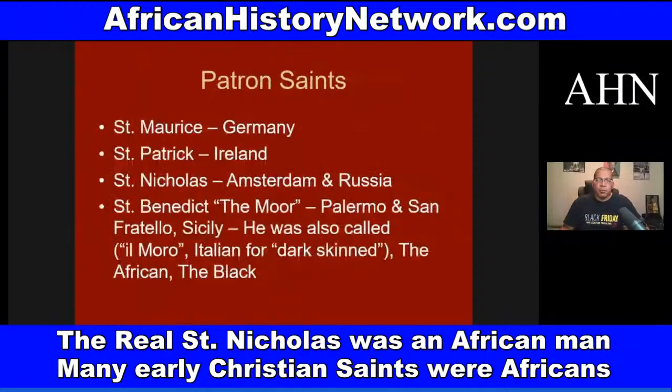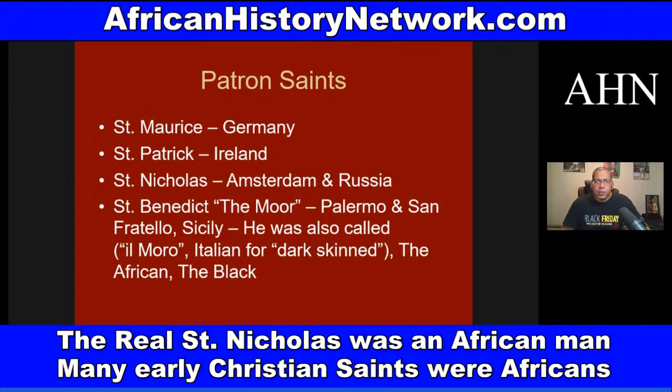So Saint Maurice, who was a Moor, Saint Maurice is the patron saint of Germany. Saint Patrick, patron saint of Ireland. Saint Nicholas was a patron saint of Amsterdam and Russia. Saint Benedict the Moor, patron saint of Palermo and San Fratello, Sicily. He was also called Il Moro, which is Italian for dark skin, and he was also called the African and the Black as well.